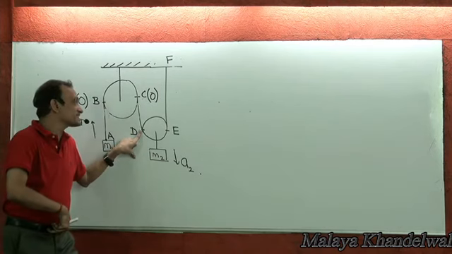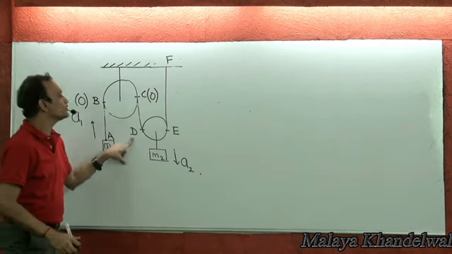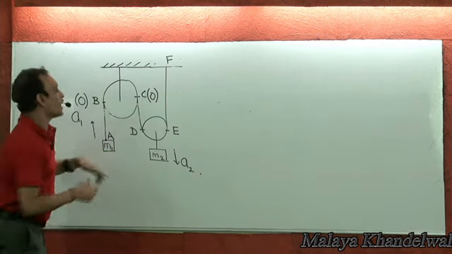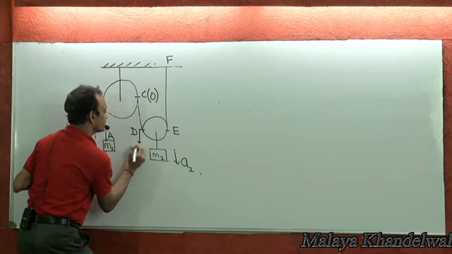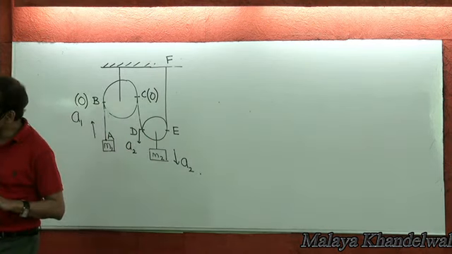A2 downwards. This D is integral with this pulley. This pulley has a downward acceleration A2. So D would be assigned a value A2 downwards. Very good. E would be assigned a value A2 downwards.